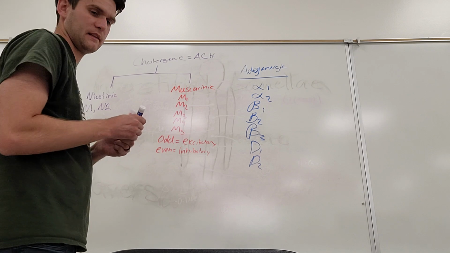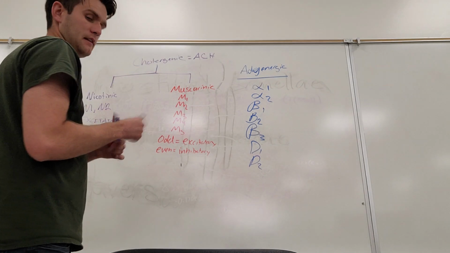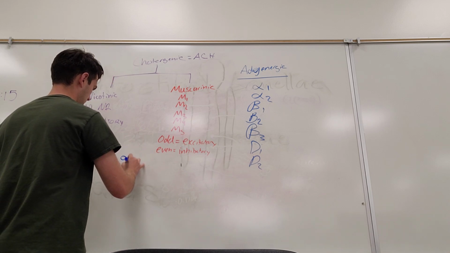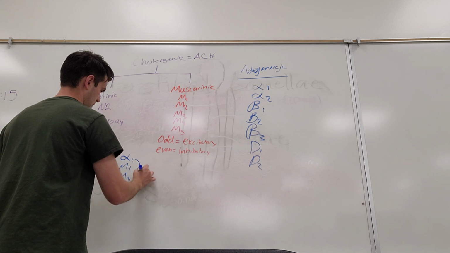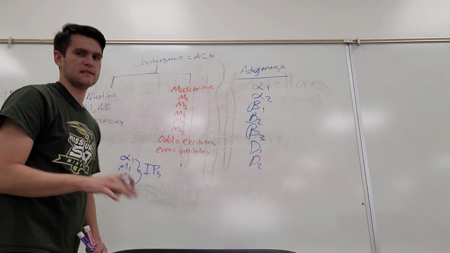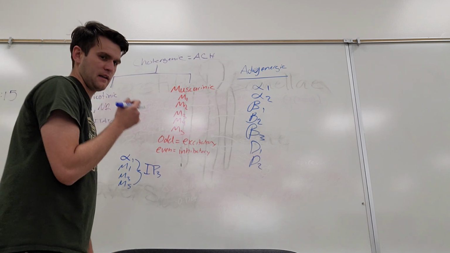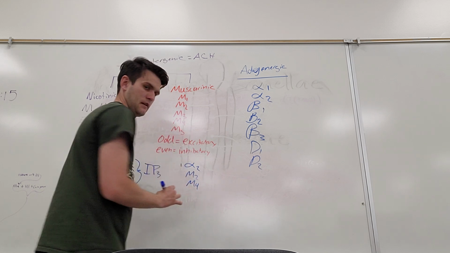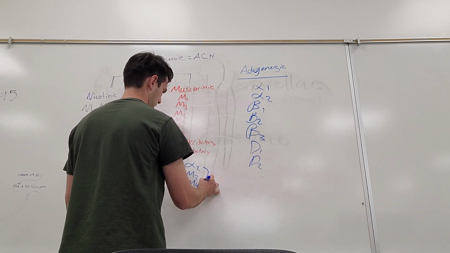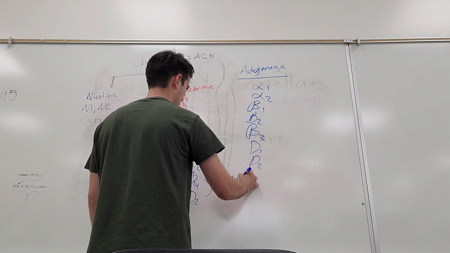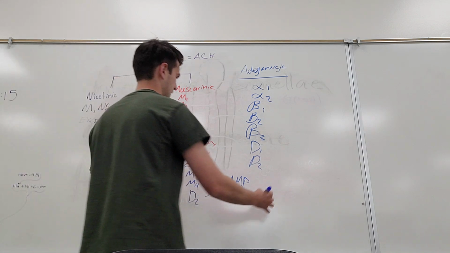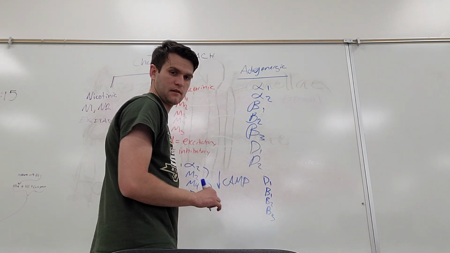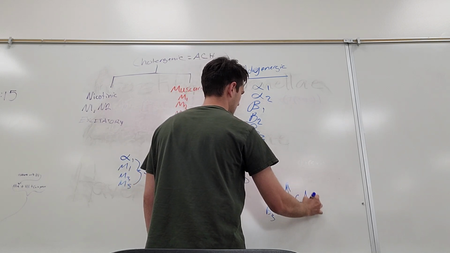So some other ways that we can differentiate them: our alpha 1, and then our M1, M3, and M5, those are our IP3 pathways, so they're going to release calcium for, say, skeletal muscle innervation. And then we're going to have our alpha 2, M2, M4, and our D2. Those are going to decrease cAMP. Okay? And then our D1, beta 1, beta 2, beta 3. Those are going to increase our cAMP.